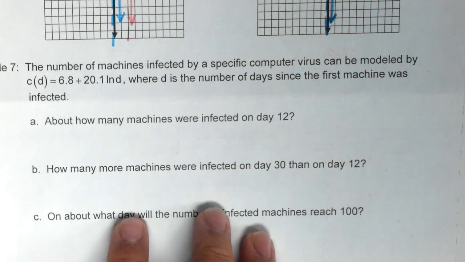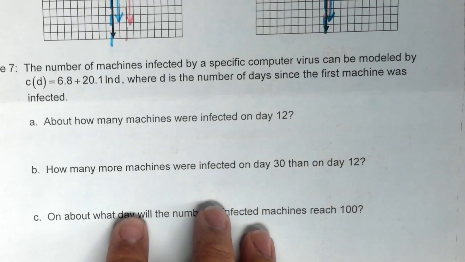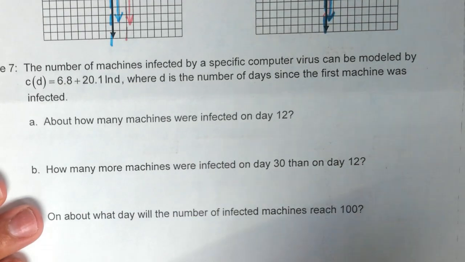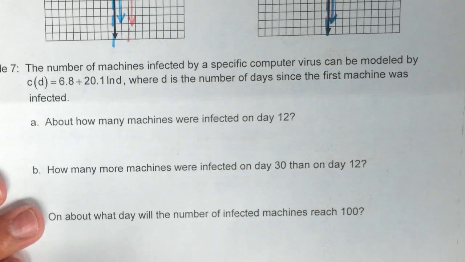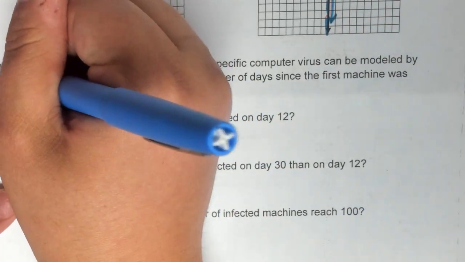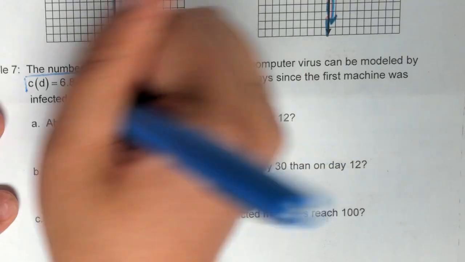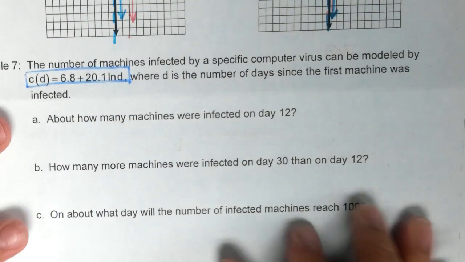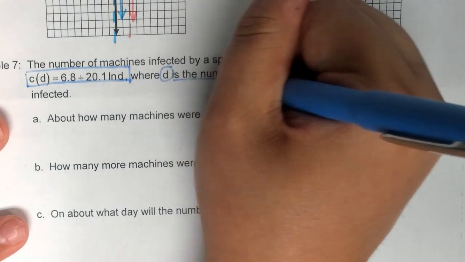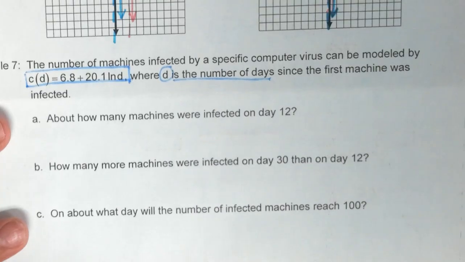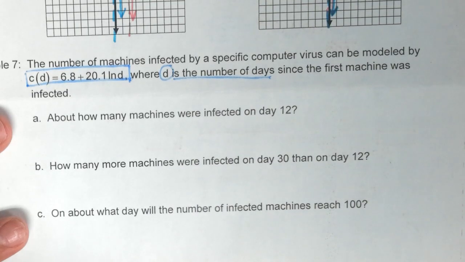Alright, the number of machines infected by a specific computer virus can be modeled by the equation C of D equals 6.8 plus 20.1 natural log D. So I'm just going to box that. It's a little bit important here. Where D is the number of days since the first machine was infected. About how many machines were infected on day 12?